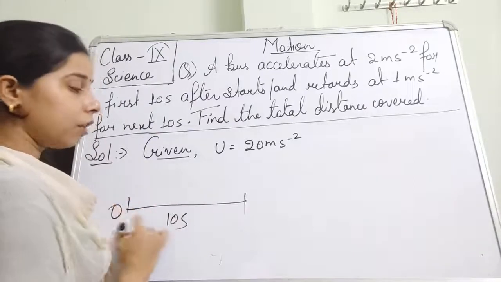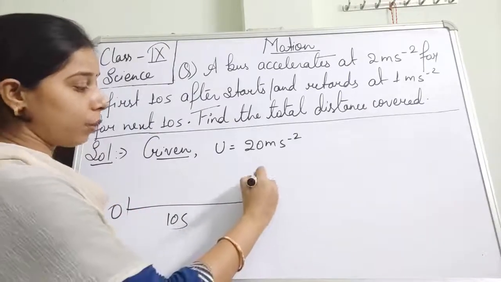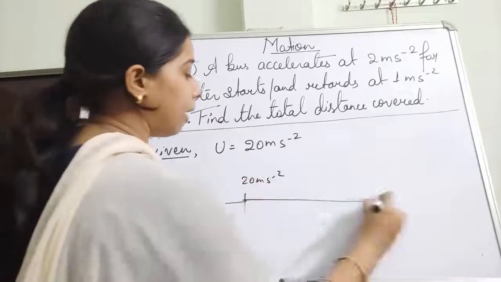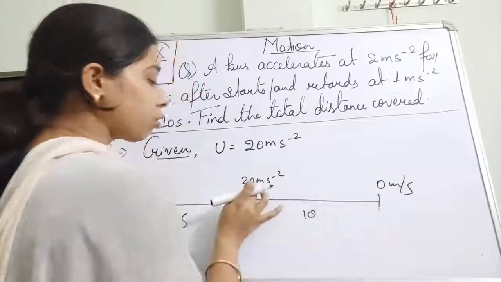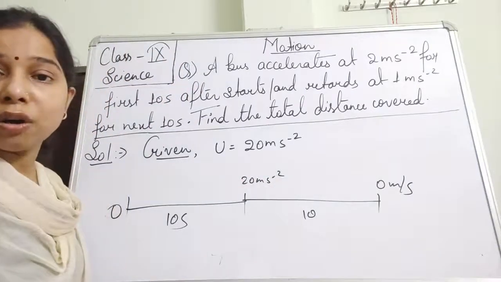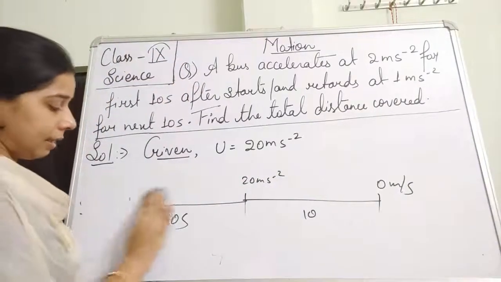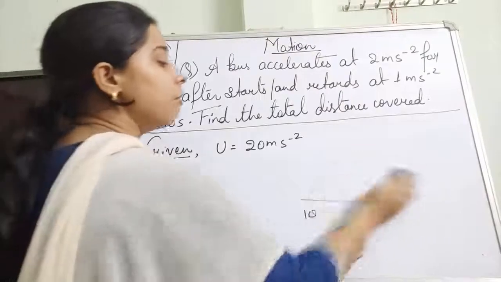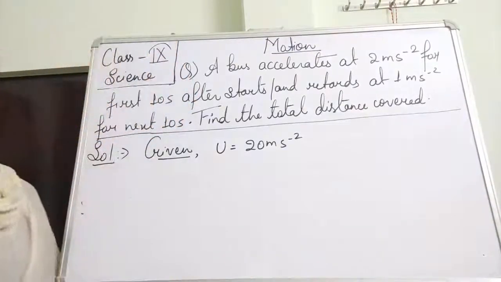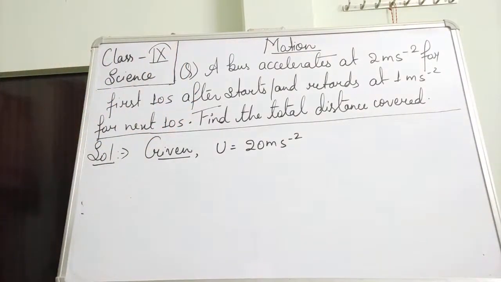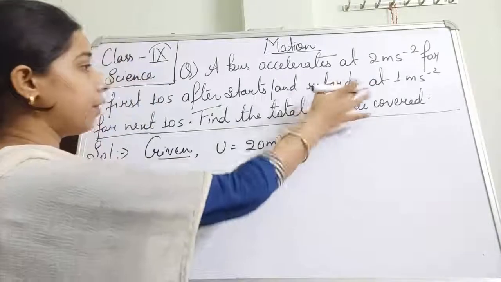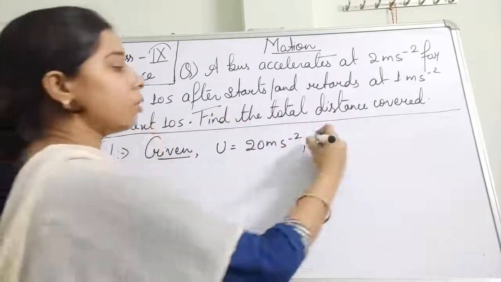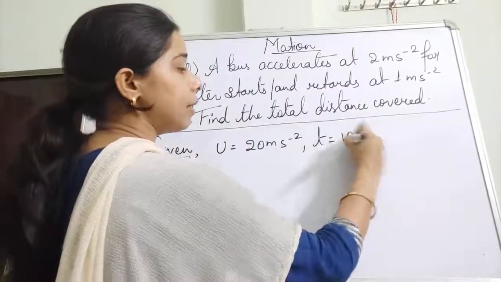It started with 0, but the final velocity was 20 meter per second, and after 10 seconds it comes to rest, that is 0 meter per second. So this was the initial velocity for the second case, and the final velocity for the first case. So initial velocity will be 20 meter per second. Then time is given, students. You can see here, retarded for the next 10 seconds. So time will be equal to 10 seconds.